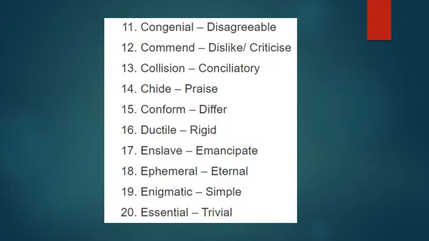Conform, differ. So you follow the rules, obey the rules, comply with rules: conform and differ. Ductile, rigid. Ductile means able to be drawn out into a thin wire, so it's very flexible. And rigid means not flexible. Enslave, emancipate. Enslave means make somebody a slave. Emancipate means liberate, as in women's emancipation, liberation, liberty.